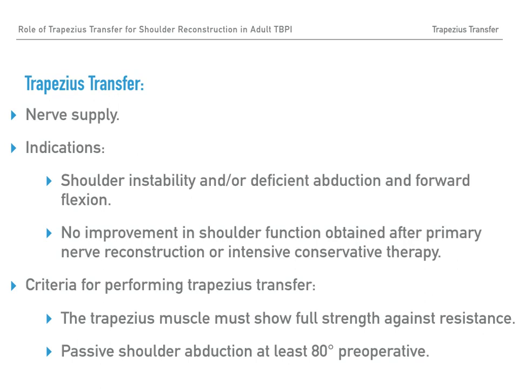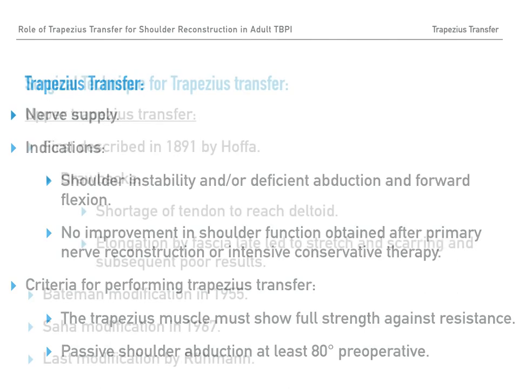Trapezius transfer is indicated in shoulder instability and/or deficient abduction or forward flexion, and when there is no improvement in shoulder function obtained after primary nerve reconstruction or intensive conservative therapy. The criteria for performing trapezius transfer are that the trapezius muscle must show full strength against resistance, and passive shoulder abduction of at least 80 degrees before the operation.